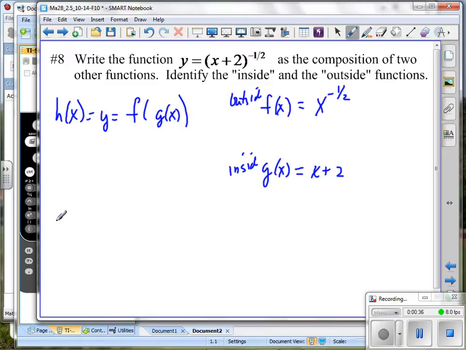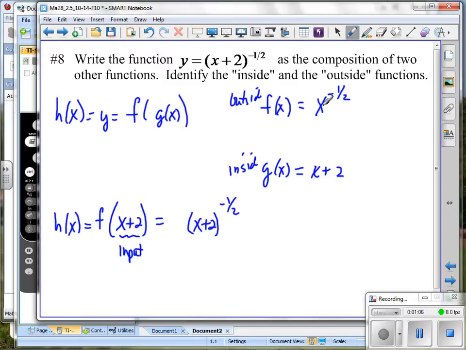Let's see if that works. If this is true, then I can come down here and say, okay, it's f of g of x. That means f of x plus 2. That means that I'm going to use x plus 2 as my input expression into function f. I'm going to take x plus 2, and everywhere I see an x, I'm going to place it here, and does that put me back to where I was?